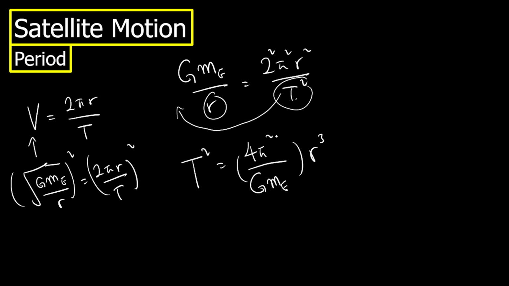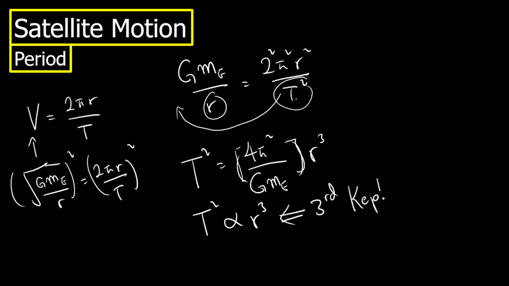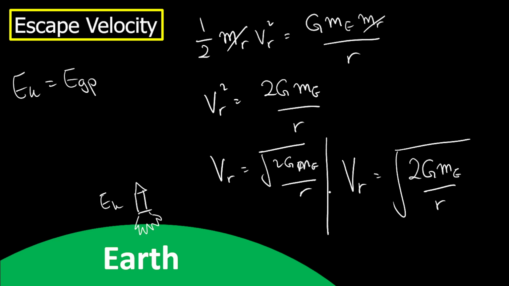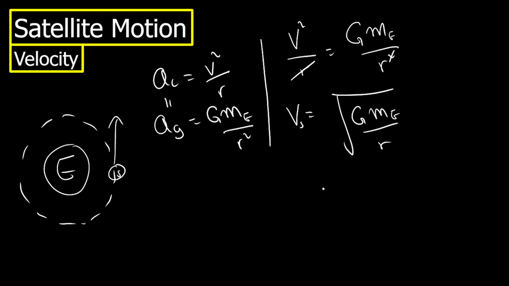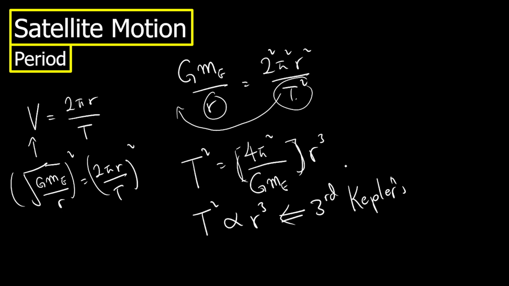As you can see, everything in this bracket is constant. So we can say T squared is directly proportional to r cubed, and this is Kepler's third law of planetary motion. So we have derived three things: the escape velocity equation, the satellite velocity equation, and Kepler's third law, which tells us about the period of a satellite. That is the end of this video. Thank you very much, and I'll see you in the next video.